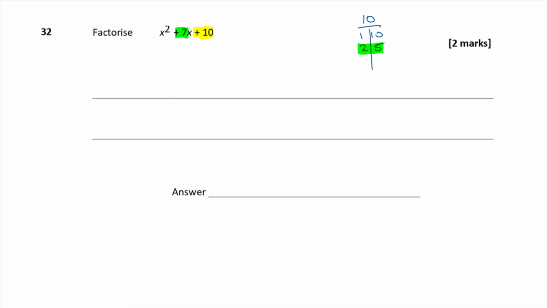Okay, so I think I'm going to get 2 brackets. I'm going to get x, and my two numbers multiply together to give you 10, and then they add together to give you 7. So those two numbers have to be 2 and 5. So I'm going to get x plus 2, x plus 5. Okay. Now, if you find these a little bit tricky, you could always multiply it out again, just to satisfy yourself that it does actually give you x squared plus 7x plus 10. But I'm pretty confident I've got it right, so I'm just going to write the answer down. x plus 2, x plus 5.